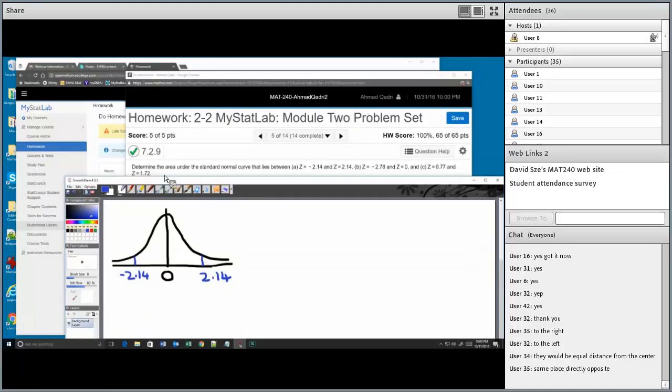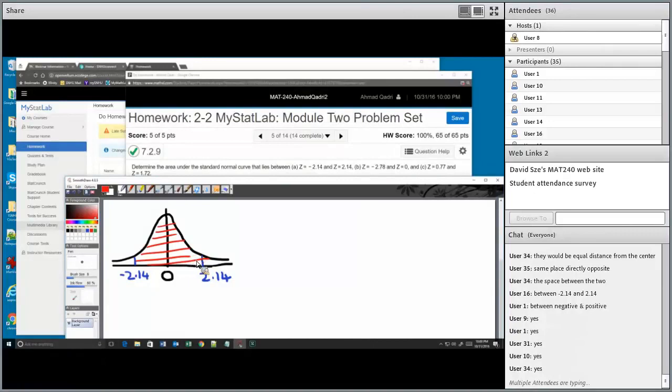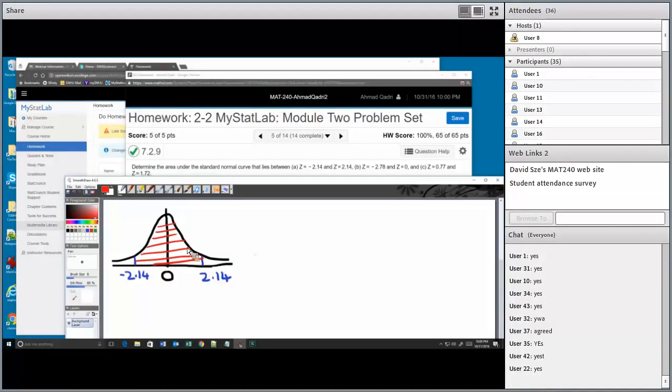And so what area am I highlighting? Determine the area under the standard normal curve that lies between the two values. So which area am I highlighting here? Yes, this area. Do you all agree it is this area? Very, very good. All right, this is what we want. How do we get this? Let's go to StatCrunch.